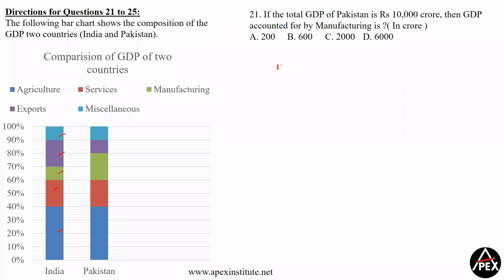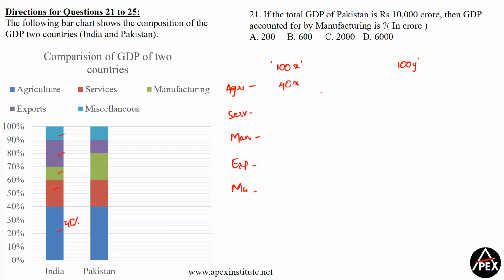So now if I consider the total GDP of India is 100x, and if the total GDP of Pakistan is 100y, can someone tell me their split in agriculture, services, manufacturing, exports, and miscellaneous? So if I consider the total GDP of India is 100x, what will be its composition in agriculture? Perfect. It will be 40x because 40%, isn't it? This is 40%. So out of this 100x, 40x was accounted for agriculture.